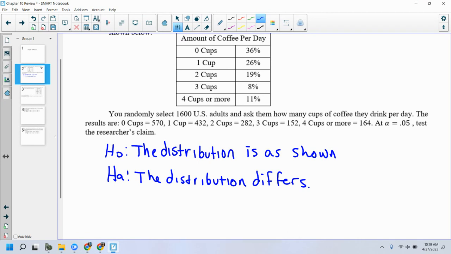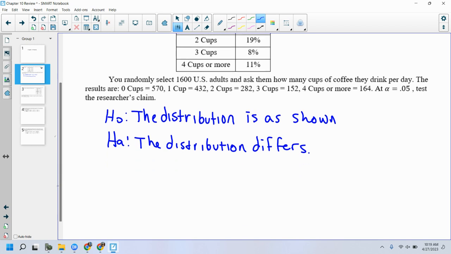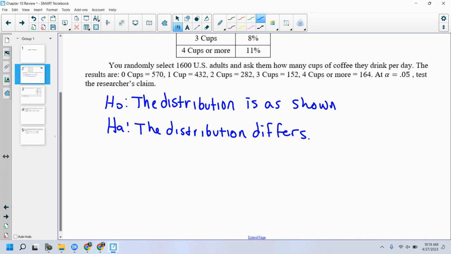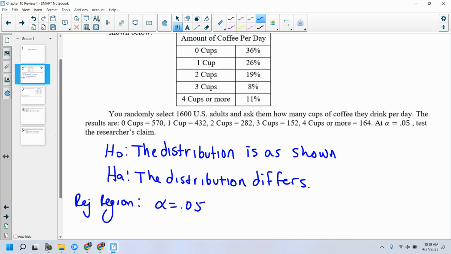All right, so let's first start off by finding our rejection region. Is that okay? Okay, so for my rejection region, the alpha is 0.05, right? The alpha is 0.05. What's my degrees of freedom? 4. Right? The degrees of freedom is 4 because we have 1, 2, 3, 4, 5 categories minus 1, so degrees of freedom 4.